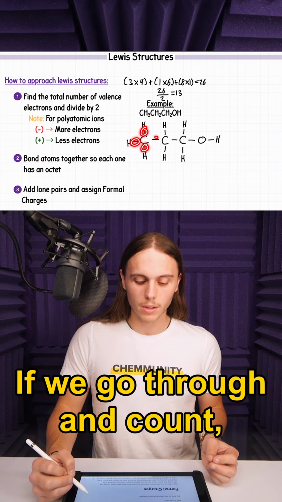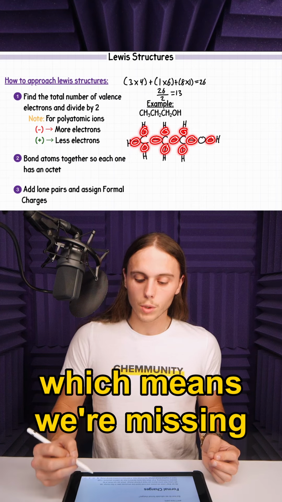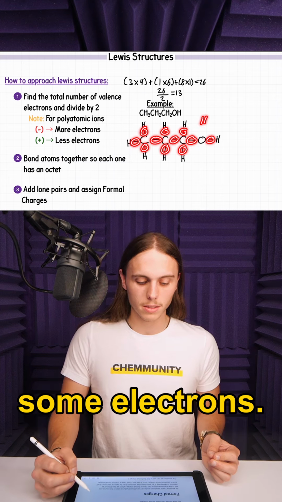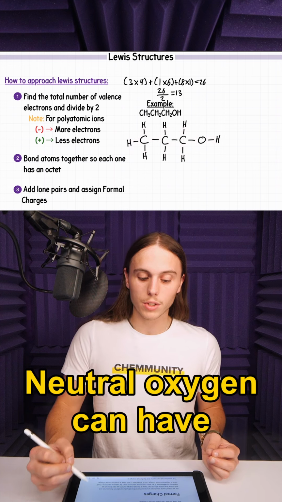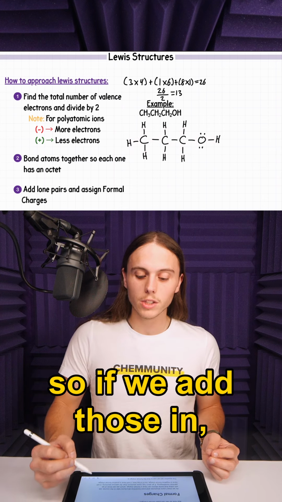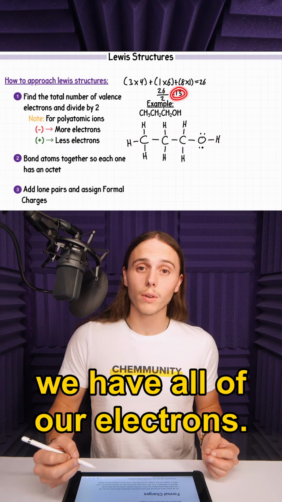If we go through and count, we see we have 11 bonds, which means we're missing some electrons. Neutral oxygen can have 2 lone pairs in a molecule, so if we add those in, we have all of our electrons.